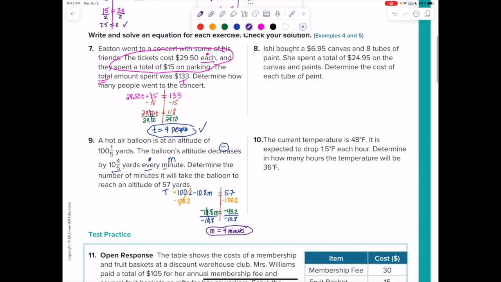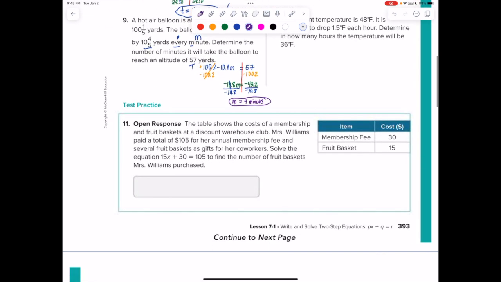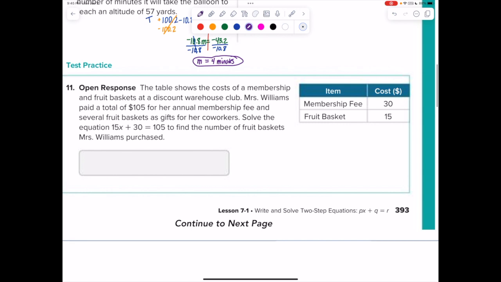So you can try that out with 8 and 10. Let's go ahead and look at number 11 together. The table shows the cost of a membership and fruit baskets at a discount warehouse club. She paid a total, okay, so they're telling us the total for her annual membership fee and several fruit baskets as a gift for her coworkers. Solve the equation. Oh, they're just telling us to flat out solve the equation to find the number of baskets. So that's pretty easy. So let's go ahead and just set it up.